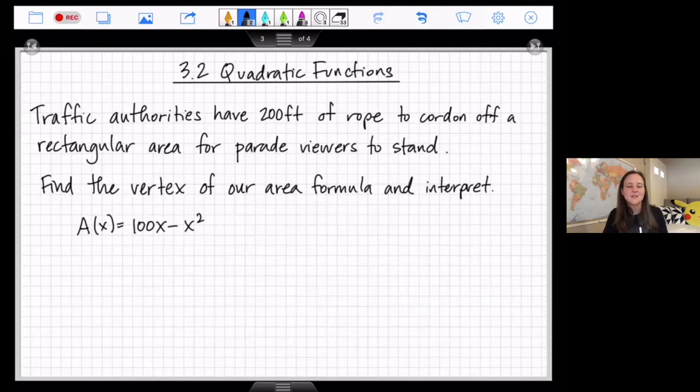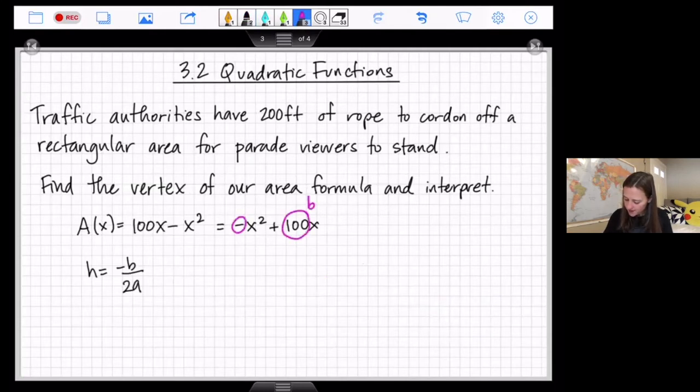And the next thing they're asking us to do is to find the vertex of it and interpret it in context. All right, so we're going to find our vertex of this function. It might be easier to rewrite it how we're used to looking at quadratic functions with the x squared term first. So negative x squared plus 100x. And there's kind of a phantom plus 0 there at the end. All right, so we're going to find our vertex. h equals negative b over 2a. So my b is equal to 100, and my a is equal to that negative 1 out front. So we're going to say negative 100 divided by 2 times negative 1. So it's going to be negative 100 over negative 2. That's equal to 50.